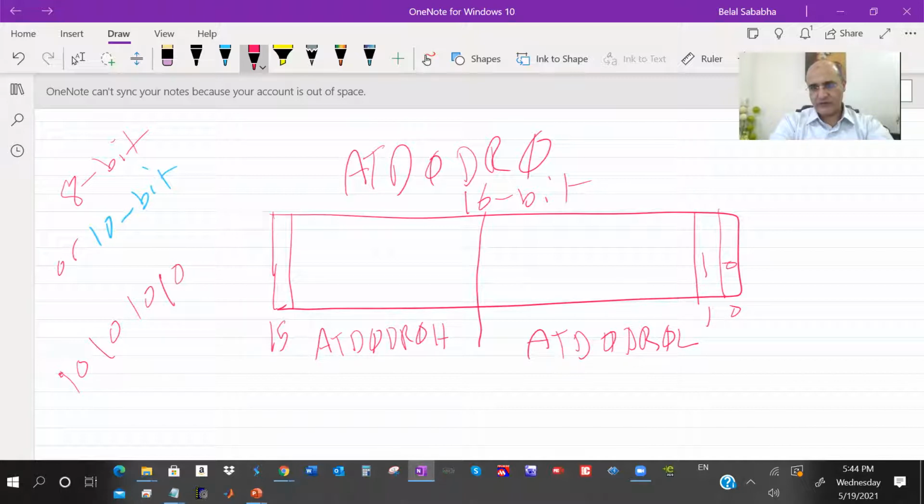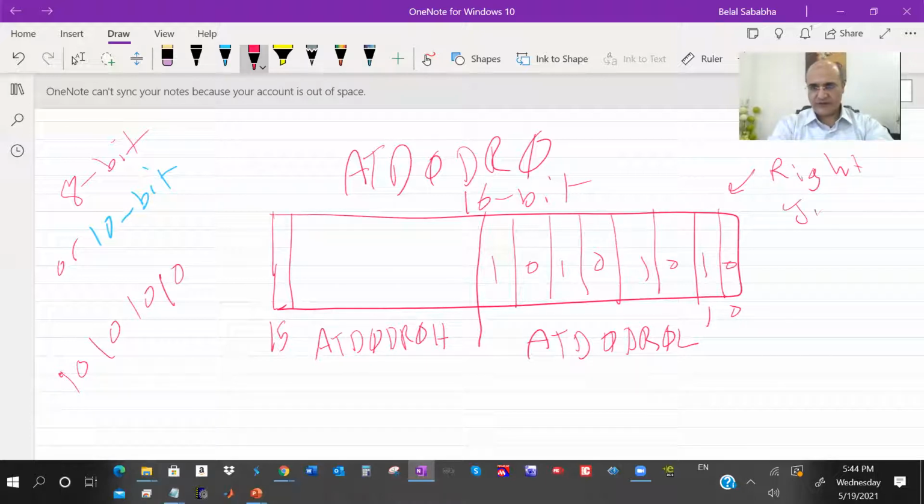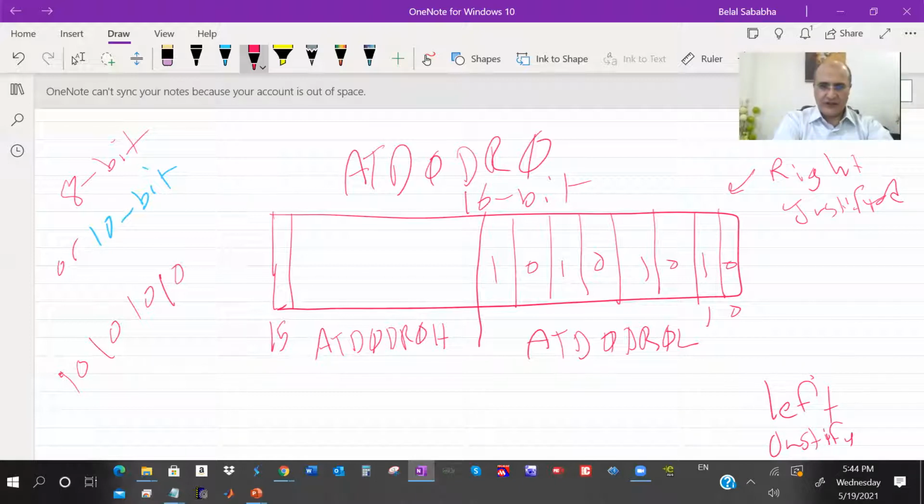0 1 0 1. These are 4 bits, 0 1 0 1. This is called right justified. If you do left justification, then these will be stored here, so 1 0 1 0 1 0 1 0. Okay.